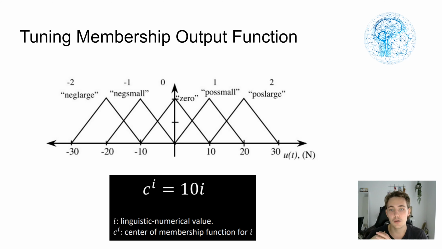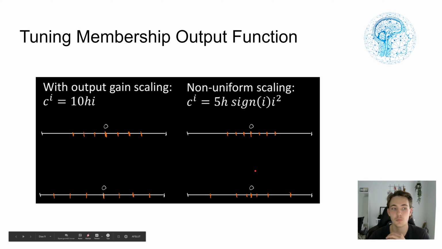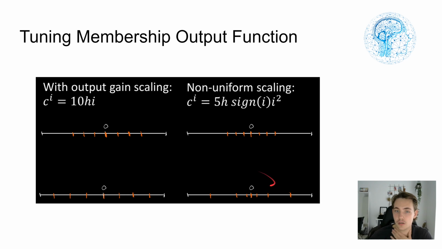We can also tune the output function, where we could use other kinds of output functions and tune them. Here we have the example from the last slide, but then we can have some membership function here, which is c to the power of i, and then it is equal to 10 to the power of i, where i is the linguistic numerical value, and down here we have c_i, which is the center of the membership function for i. If we go to the next slide, we can see what we can do when tuning our membership output function with these scales that we just talked about.